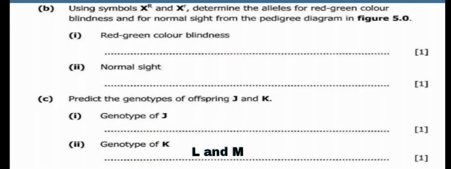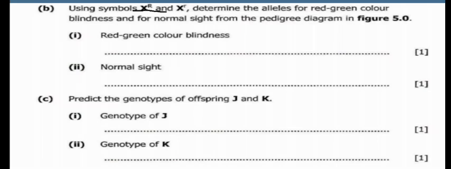And the next question. The next one is saying, using symbols, X to the power capital letter R. This one is going to represent a dominant allele. And X to the power small letter r. This one is going to represent a recessive allele. Whenever you use a small letter, it represents a recessive allele. And alleles go in pairs. Determine the alleles for red-green color blindness and for normal sight from the pedigree diagram in figure 5.0.